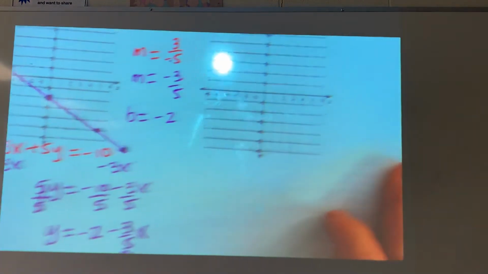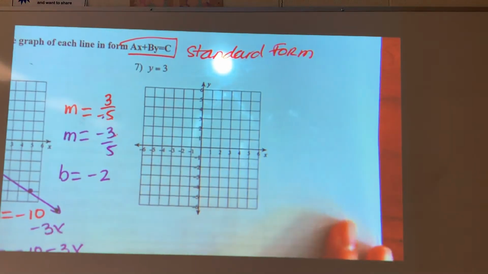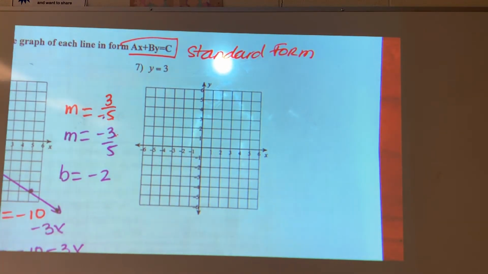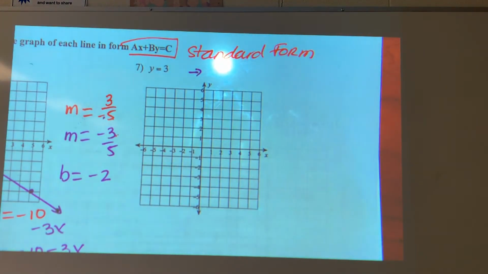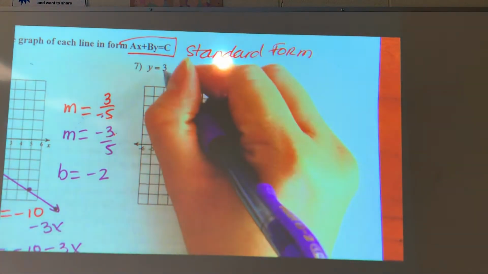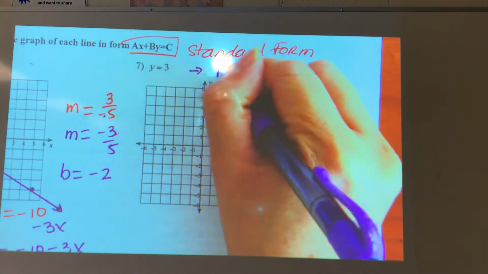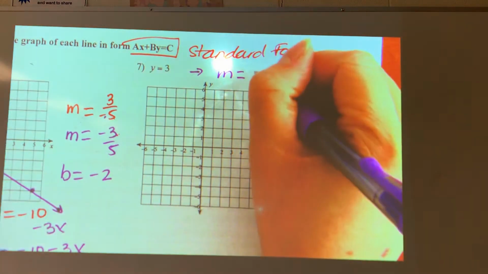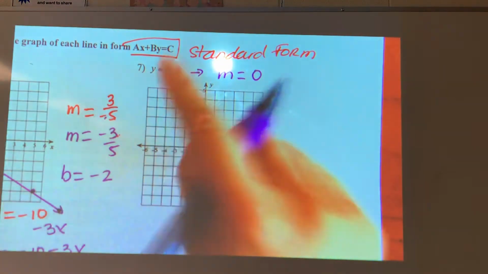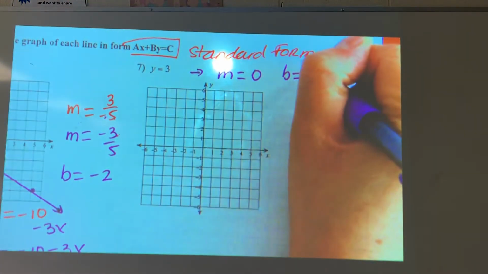All right. Let's look at the next problem, number 7. This is a little bit strange because it's just y = 3. So let's think about this. I just have the 3. The slope is the number with the variable. I don't have that, so that means my slope is 0. And the 3 will be my y-intercept.